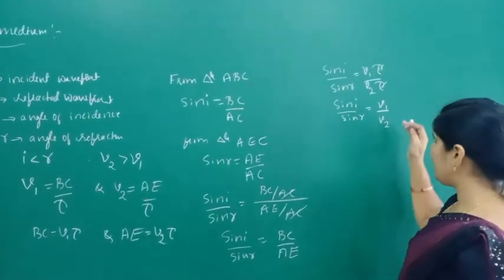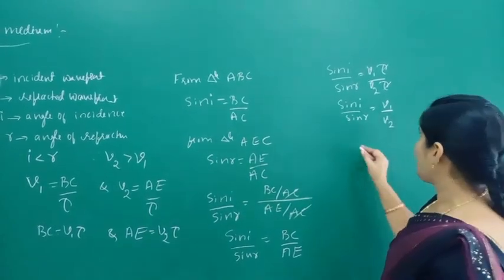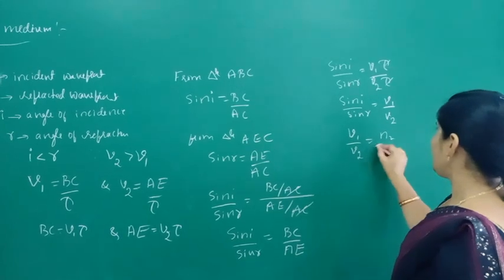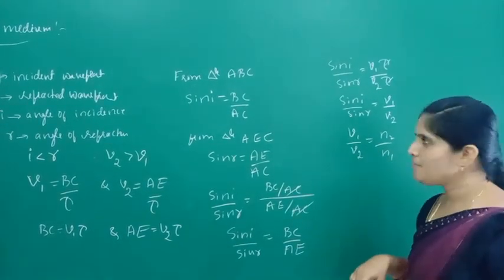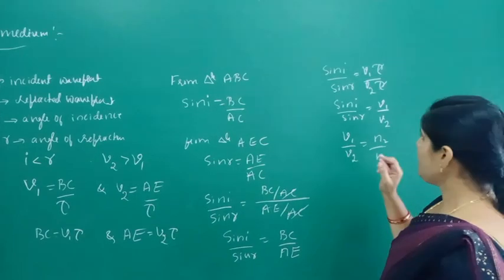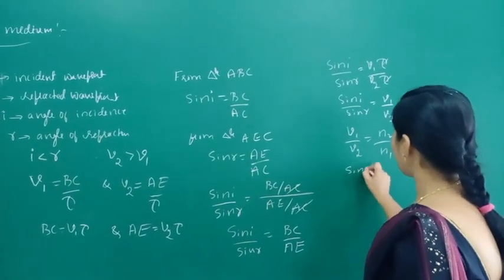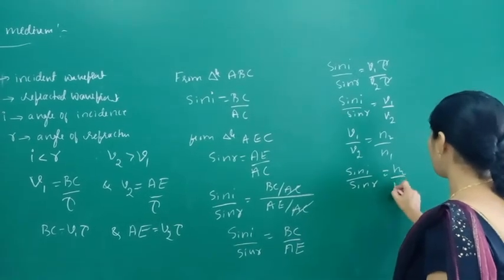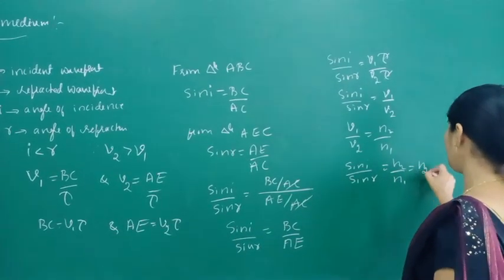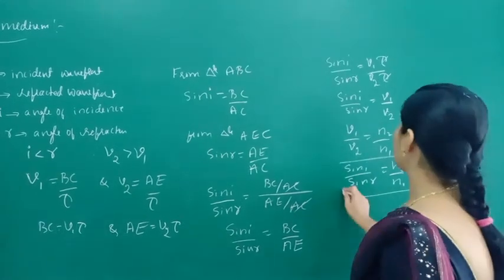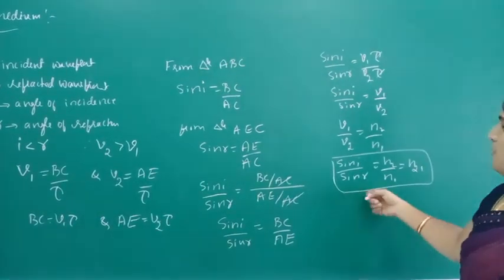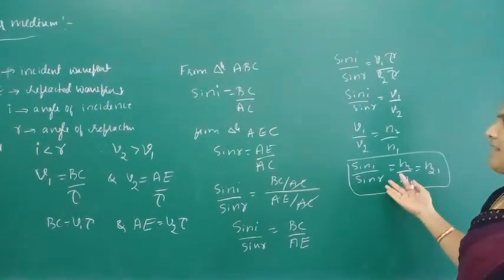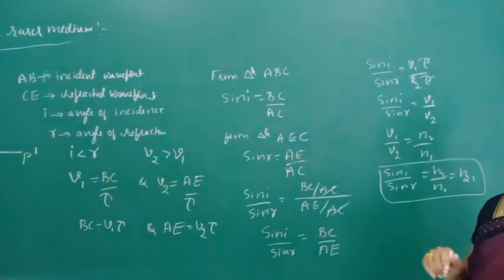But we know the relation between the velocity and the refractive index, that is v1 by v2 is equal to n2 by n1, where n1 is the refractive index of the first medium and n2 is the refractive index of the second medium. So I will get sin i by sin r is equal to n2 by n1, or this can be written as n21, the refractive index of the second medium with respect to the first medium. So this proves Snell's law. That means we can prove Snell's law by using Huygens principle.